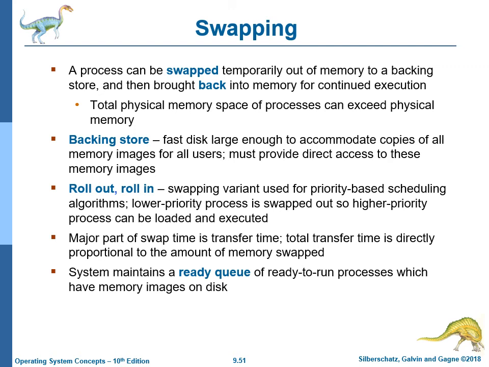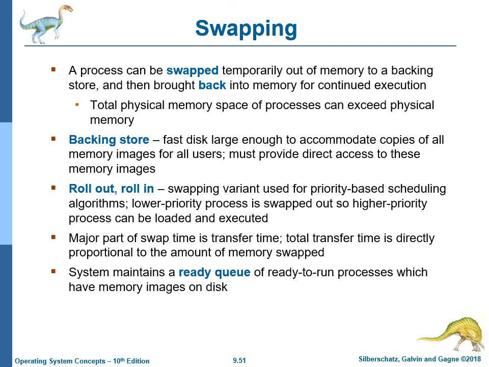Swap in from the backing store to the memory, and then it is brought back from the backing store into memory to continue its execution. So the total physical address space can exceed physical memory. The backing store normally uses a fast disk large enough to accommodate copies of memory images for all the users, and they can have direct access to the memory.